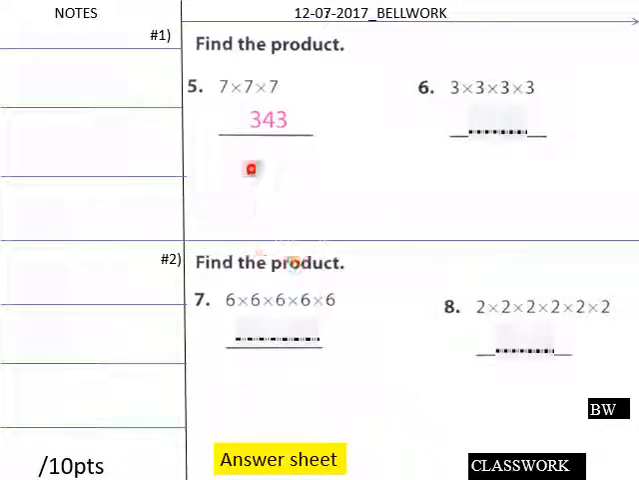Okay, welcome back for our answers here. 7 times 7 times 7 is 343. And then for number 6 here, 3 times 3 times 3 times 3 would be 81. I think we did that in the previous lesson, so you should know that. Down here, 6 times 6 times 6 times 6 would be 7,776. And then for number 8, 2 times 2 times 2 times 2 times 2 times 2 would be 64. So that's what you should have, students.